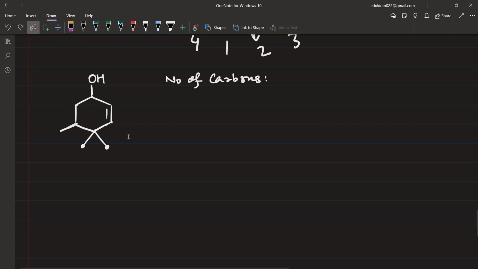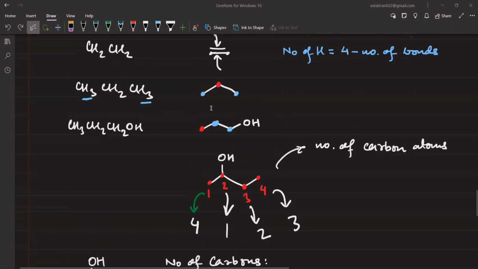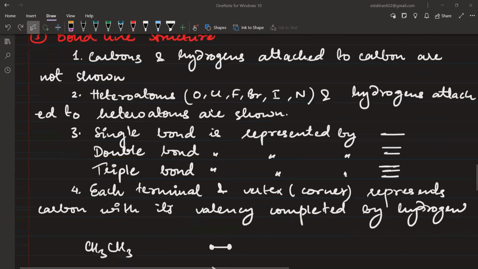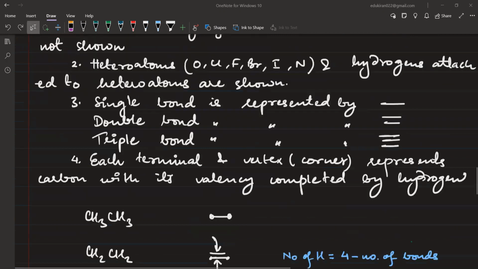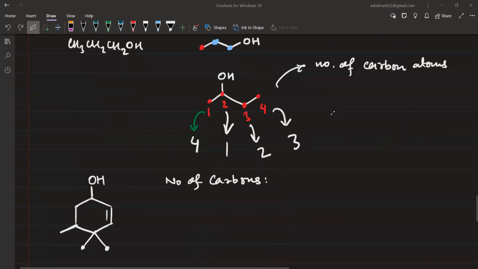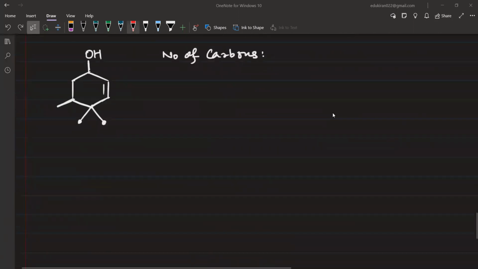How did I say to count the carbon atoms? See, what is the line here? We wrote now, each terminal, right? Terminal, यानी कि the last point. And vertex, that means corner. Is this a corner? Yes or no? Please tell me. Is this a corner?